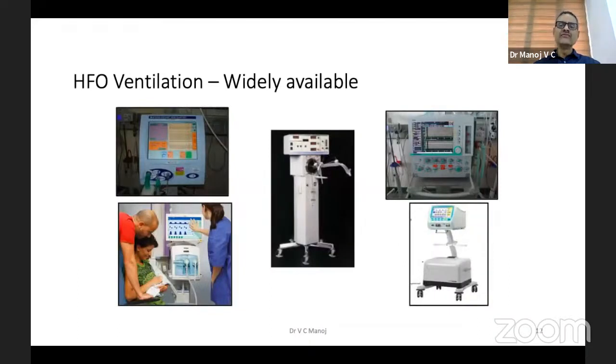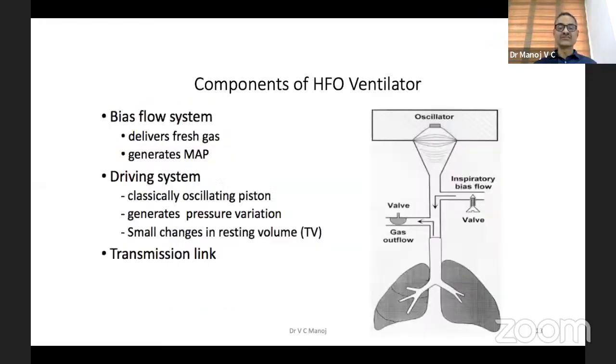Based on this principle, we have various machines available now in HFO. The SensorMedics, what is shown in the middle, is probably the king of all the ventilators in high frequency. And then we have the newer ventilators, the various brands that have come into the market, which all basically provide high frequency oscillations.